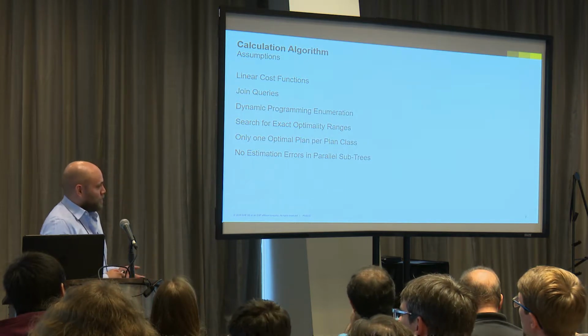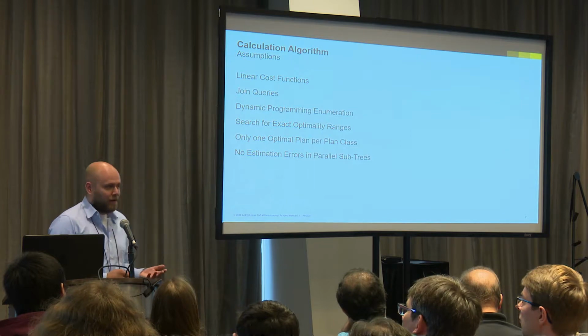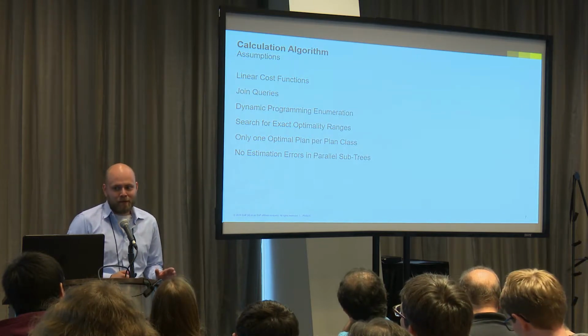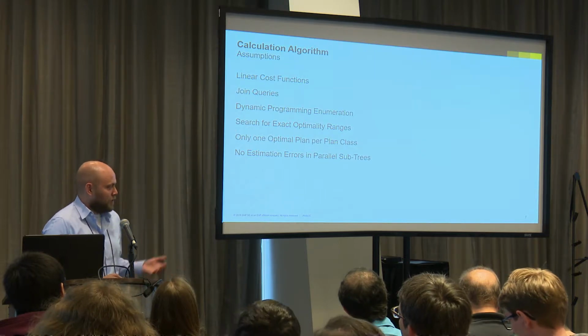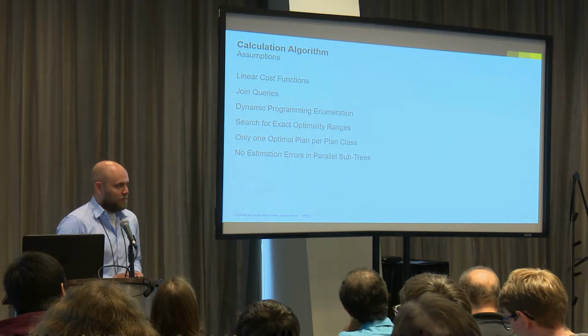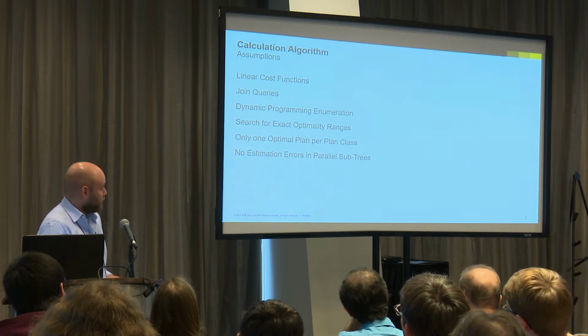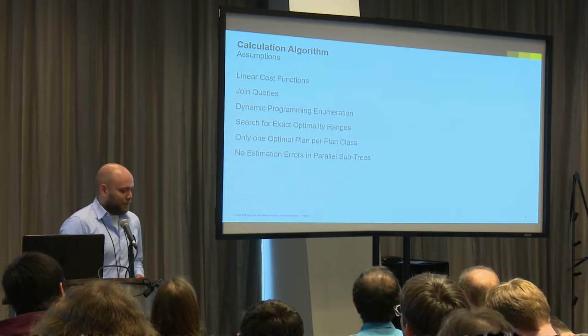We consider dynamic programming enumeration. In the end, it doesn't really matter how we enumerate the plans that we compare with our optimal plan. We can also use transformation-based and other strategies. We just pick dynamic programming because we argue that it's the most efficient way to calculate the optimality ranges.